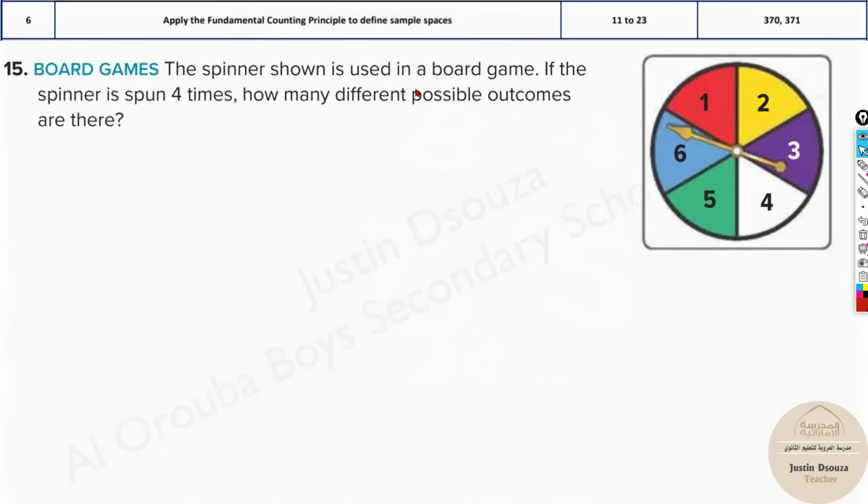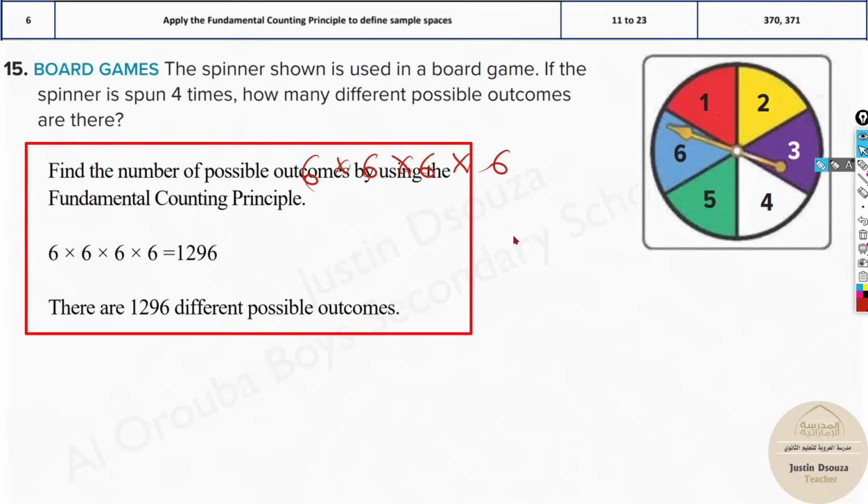Here we have a spinner which is used in a board game. If the spinner is spun 4 times, how many different possible outcomes are there? Now, what are the total possibilities when you spin 1 time this particular spinner? There are 6 outcomes, right? So it's 6. Now again you're going to spin it. It's going to be 6. Again spinning. 4th time also it's 6. So 6 to the power 4 would be the answer. Just multiply this 4 times, you'll get the answer.